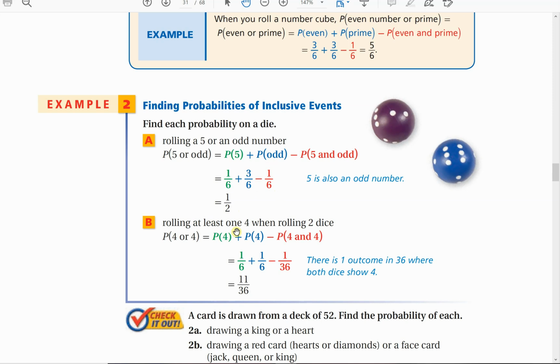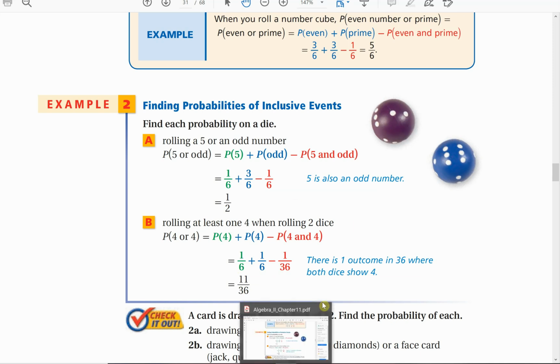The probability of rolling at least one 4 when rolling 2 dice. Okay, so probability of rolling 4 or 4. Well, the probability of rolling 4 is 1 out of 6. On the other die, it's going to be 1 out of 6. But they said at least 1, so we're not going to count the situation where they might both be 4, which would be 1 out of 36. So we have to subtract, and so you end up with 1/6 plus 1/6 minus 1/36. You get 11 out of 36.